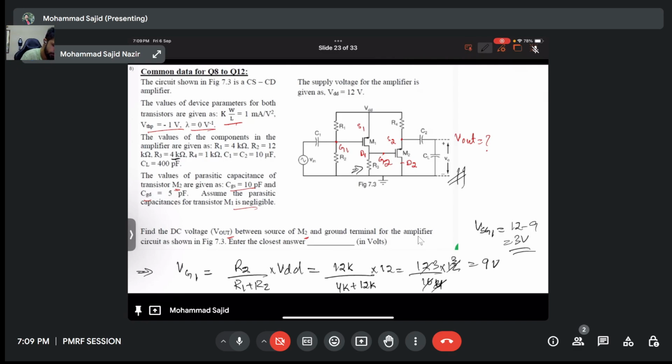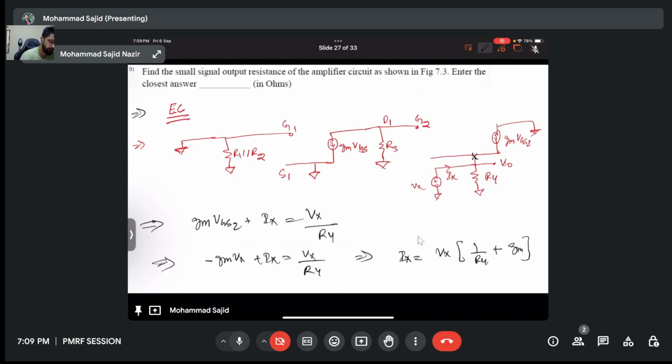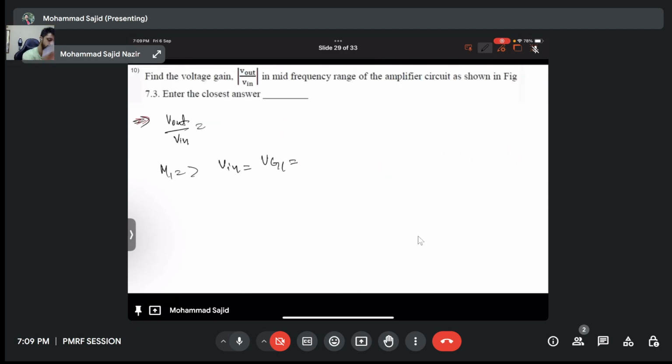Okay, so V input is directly VG1, and what is VG2? Let's say this is its output. So I can write, this is the first part.